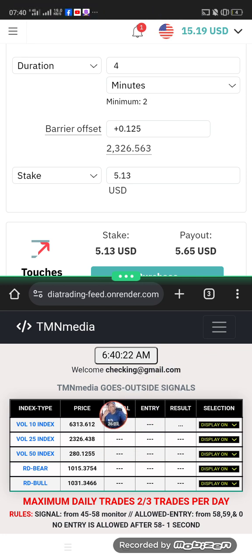Goes outside is quicker if you want to just click on the signals and just do 2 or 3. Boom, hit your target and you're done.